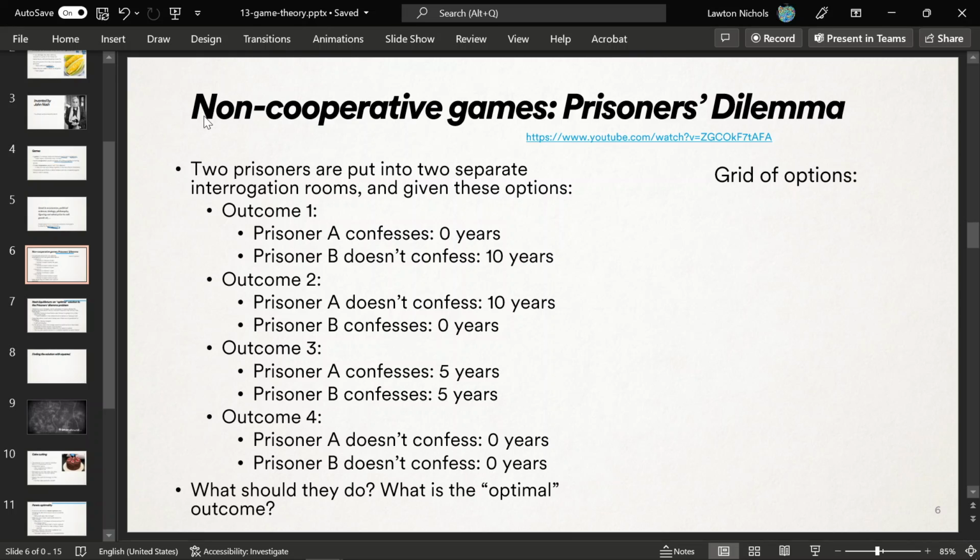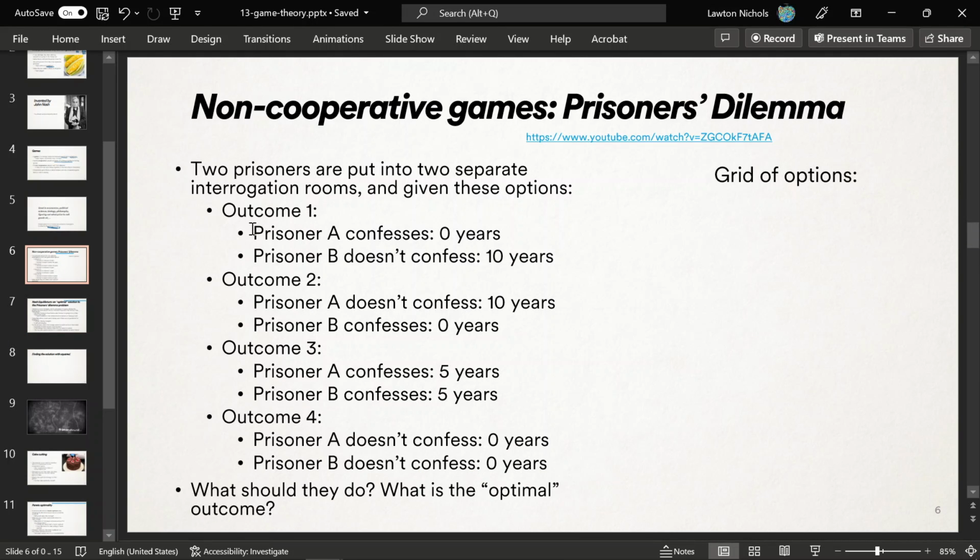So here's the setup. There's a story involved. You have two prisoners. They both committed a crime together, or supposedly committed a crime together, and they are put into two separate interrogation rooms. So they're not allowed to talk to each other, collude, or anything like that. And each of them separately is given the following options.